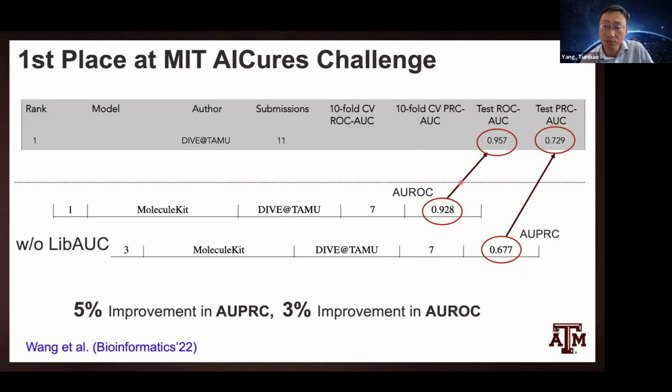And also there is a 3% improvement in terms of AUROC. So there's a dramatic improvement because this data is highly imbalanced, only like 0.2% positive data. So it's a very, very challenging data set.